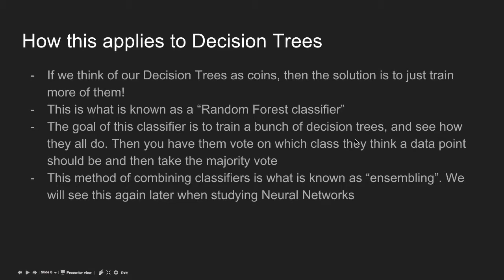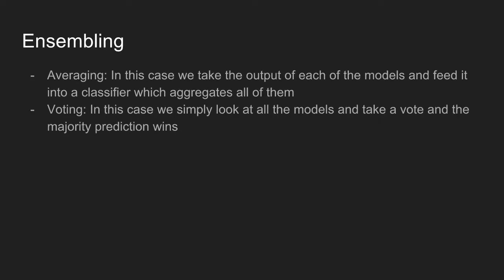Okay. All right. So we've seen how it works for coins. Now, if we go back to decision trees, then we see that the solution is to just train more of them. And this is what's known as a random forest classifier. The goal of this is to train a bunch of decision trees and see how they all do. And then you do what's known as ensembling, where you have them vote. We'll see this again later when we study neural networks.